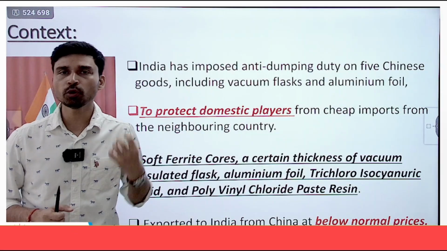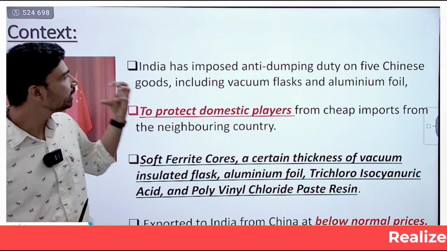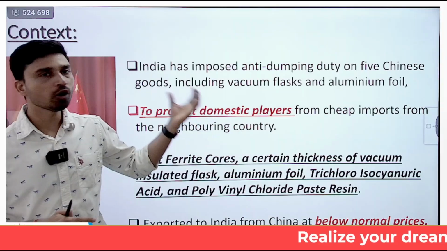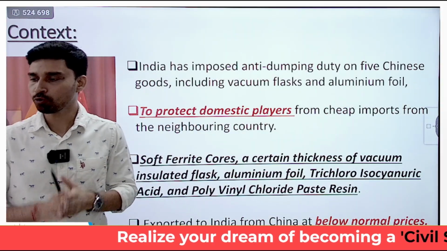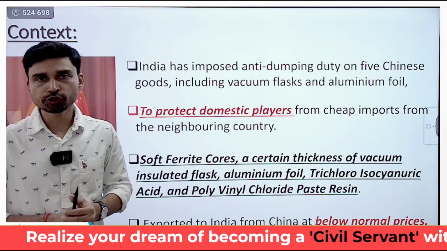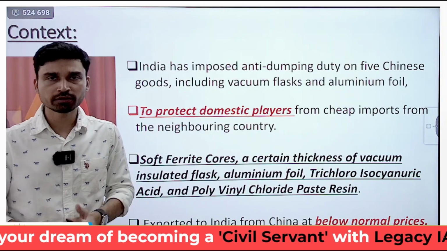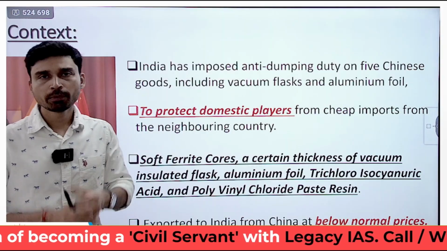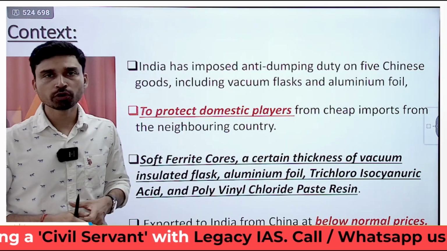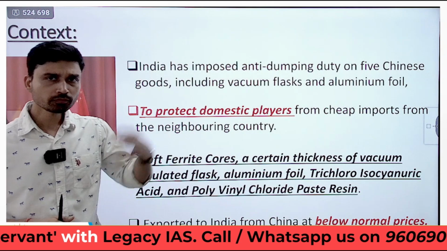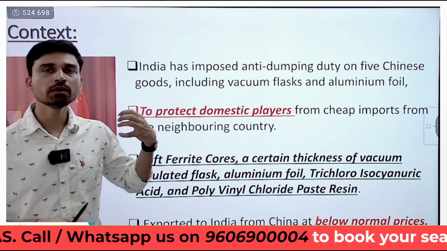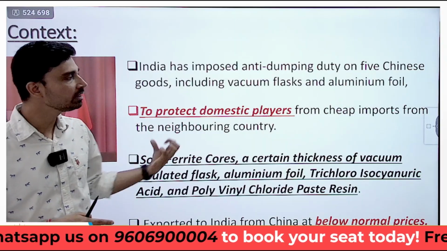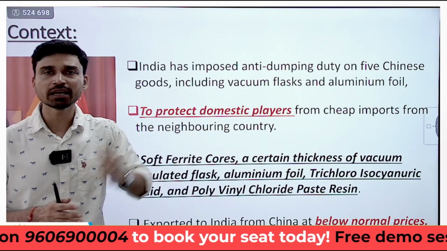First of all, to give you an idea of this news, India has imposed ADD on 5 Chinese goods that include vacuum flasks as well as aluminium foil. The main reason behind imposing such duty is largely to protect domestic producers, because if uncontrolled imports enter India, domestic producers will lose their competitiveness and their market share. This is something we have witnessed from China and other neighboring countries as well.